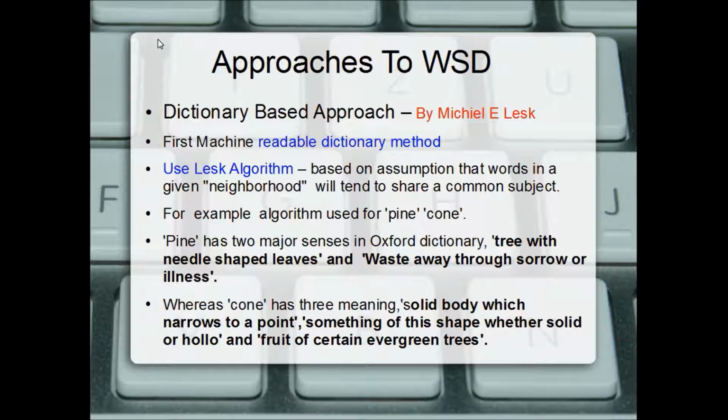Pine has two major senses in the Oxford Dictionary. First, tree with needle-shaped leaves. Second, waste away through sorrow or illness. Whereas cone has three meanings. First, solid body which narrows to a point. Second, sometimes something of this shape, whether solid or hollow. And third, fruits of certain evergreen trees.